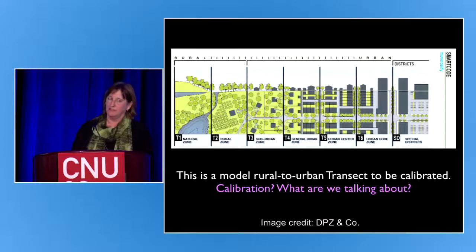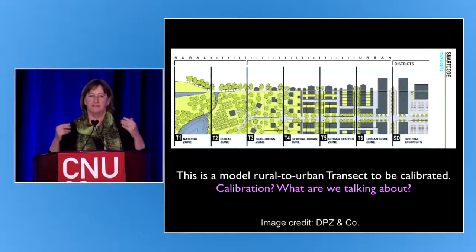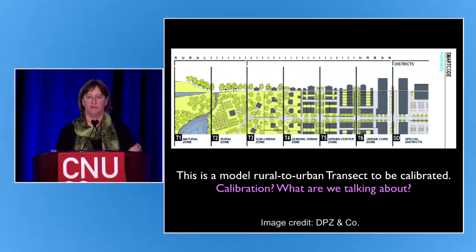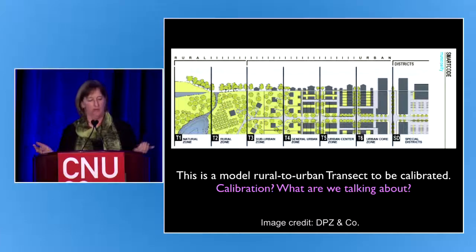And this is the famous Transect diagram, or one of them. They get tweaked now and again. And the 6 zones, and this is a systemizing of the idea of a transect of the built environment for the purposes of actually writing zoning codes and design codes.